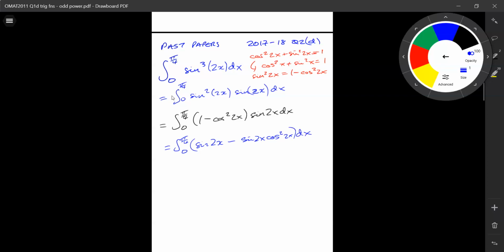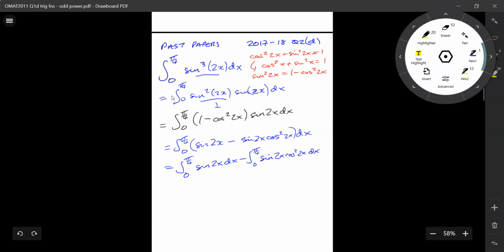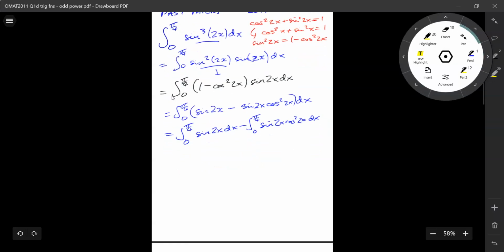So step number 1, we split the sine cubed 2x into sine squared 2x times sine 2x. Then we substitute in 1 minus cosine squared 2x in that case, and then we multiply it out, and then we separate it into 2 separate integrals. Pi over 4 sine 2x cosine squared 2x dx. So then, of course, the first one we can integrate quite easily. The second one is tricky, so I'll switch to the red pen where we're doing the second bit.